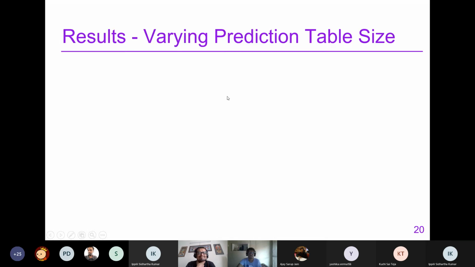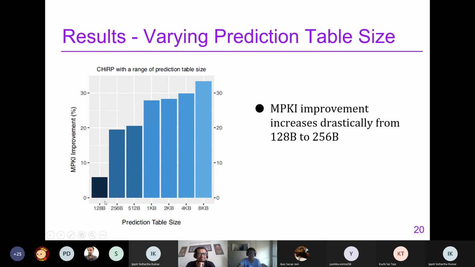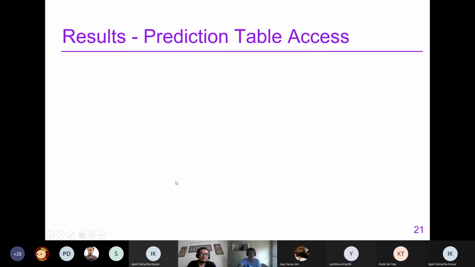The results for varying prediction table size are also given. The MPKI improvement is drastic from 128 bytes to 256 bytes. This is a typical trade-off between hardware overhead and performance. The main results of the paper are shown for a 1 KB prediction table size. These are the penultimate results.